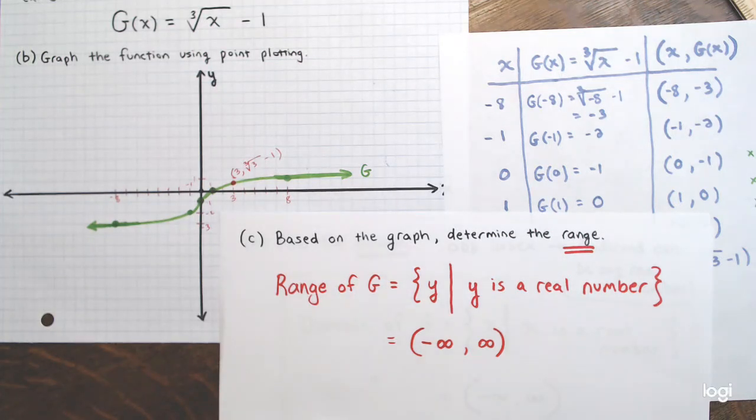Great. All right, so there you go. Domain's all real numbers because it's an odd root. I don't have to worry about, do I have a negative radicand or a non-negative radicand? The radicand can be anything with an odd root.